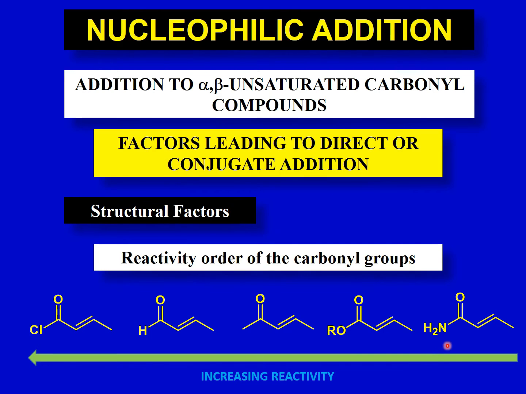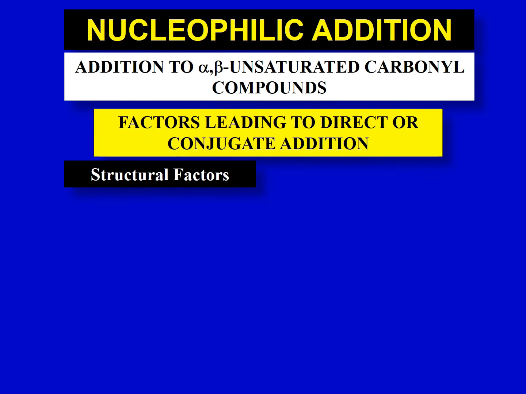And finally, we have the amide, in which we have a nitrogen atom attached directly to the carbonyl carbon. And as you know, when you compare oxygen and nitrogen, the nitrogen lone pair is more available for resonance with the carbonyl carbon. So the electrophilicity of the carbonyl carbon here is decreased more, and so it's the least reactive of the given carbonyl groups. So when we talk about the reactivity, acid halides would happily go for direct addition, while amides and esters will go for conjugate addition. So let's see this with the help of some examples.